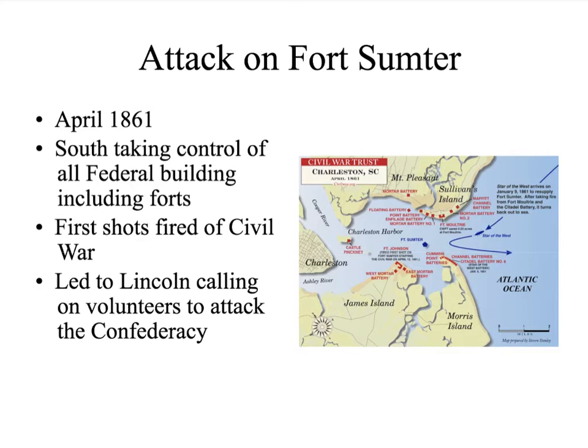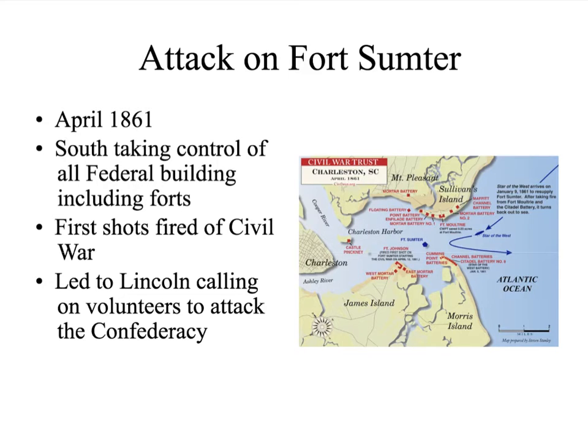So Lincoln could either send troops in. If he sent troops in, it would look like Lincoln was reinforcing the fort, which meant that Lincoln wanted to attack, which makes Lincoln look like the aggressor, and Lincoln didn't want to do that. However, if Lincoln didn't do anything, then it would make Lincoln look really weak, and he didn't want to do that either. And so when we look at what happened, Lincoln made a really interesting decision.